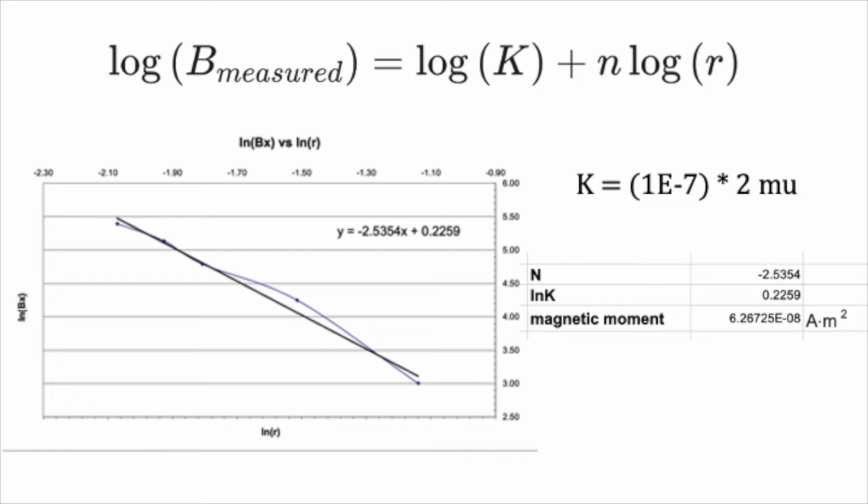The trend line was plotted, and from that, we found that n was approximately -3, which is what we expected, and that the magnetic moment was approximately 6.27 times 10 to the -8th.